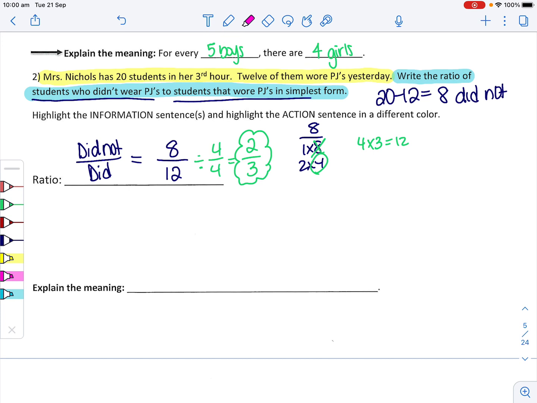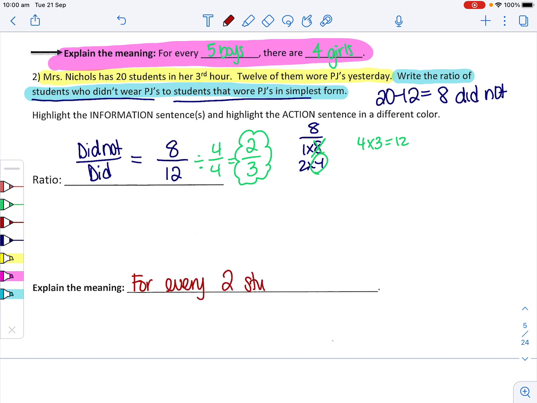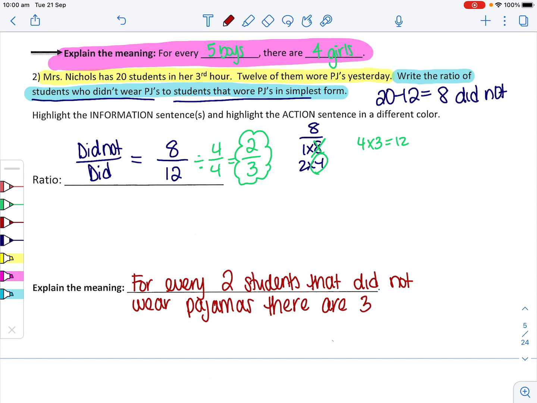And now I'm going to use this sentence right here, but I'm going to change out the 5 boys and the 4 girls for 2 wore PJs, or 2 did not wear PJs and 3 did. So for every 2 students that did not wear pajamas, there are 3 students that did.